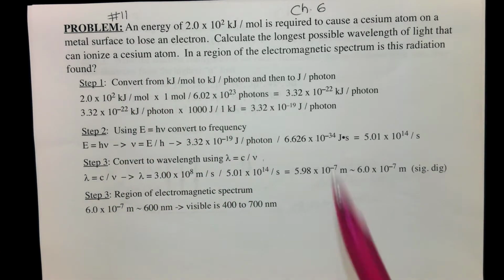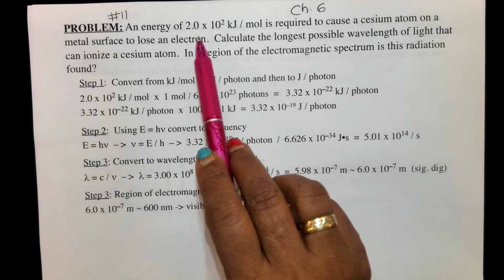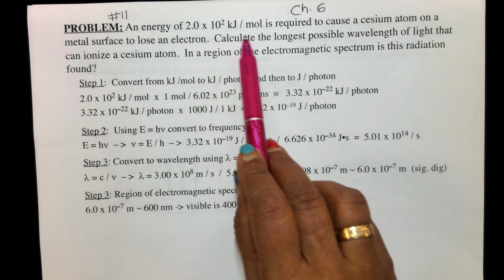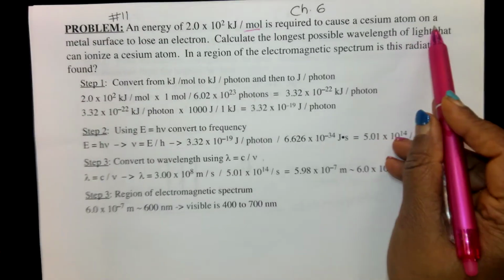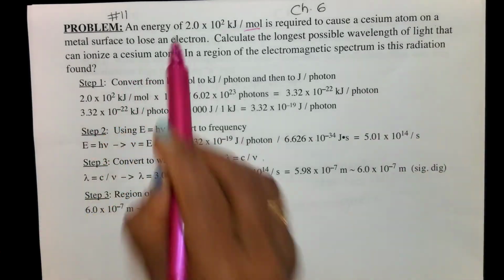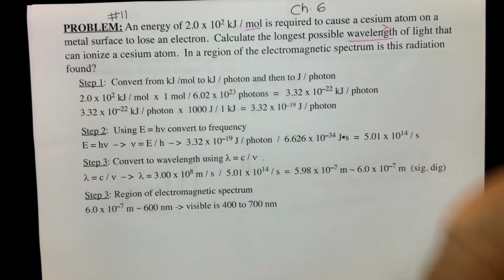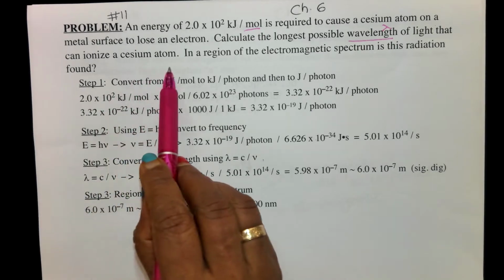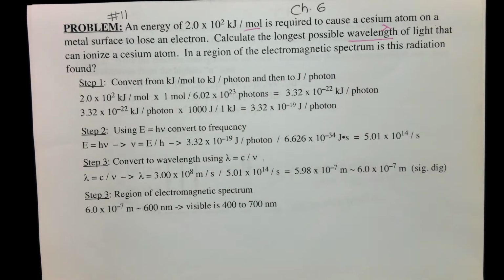So the first classwork problem: an energy of 2.0 times 10 raised to 2 kilojoules per mole is required to cause a cesium atom of a metal surface to lose an electron. Calculate the longest possible wavelength of the light that can ionize a cesium atom. In what region of the electromagnetic spectrum is the radiation found?